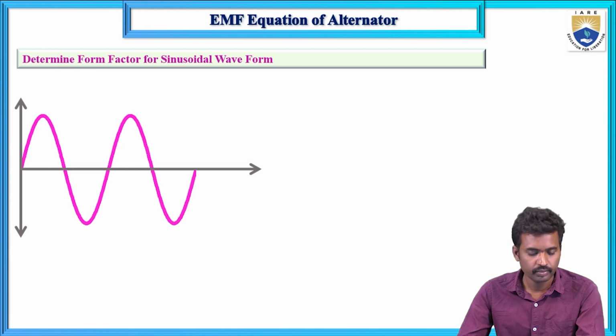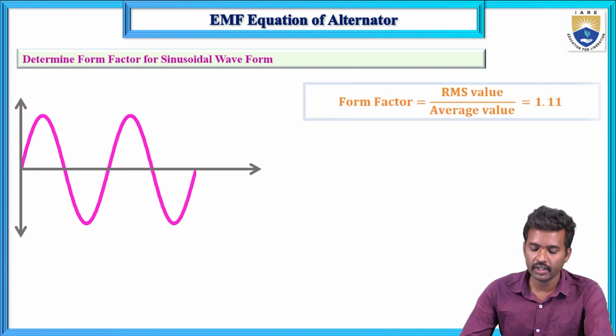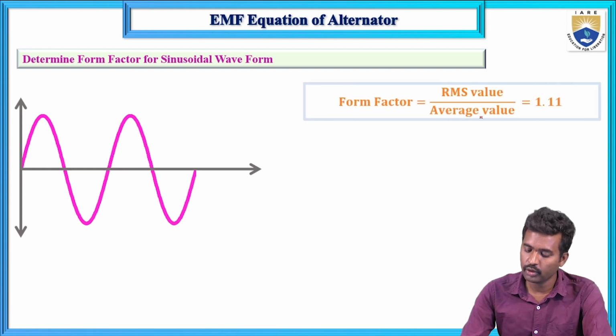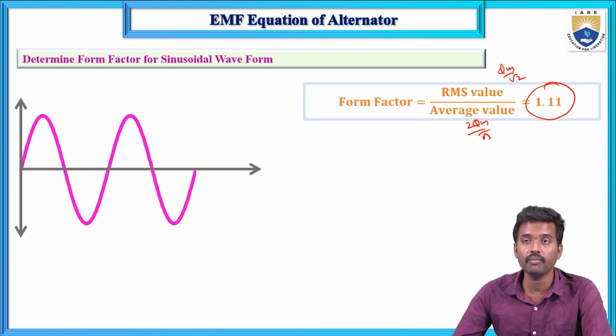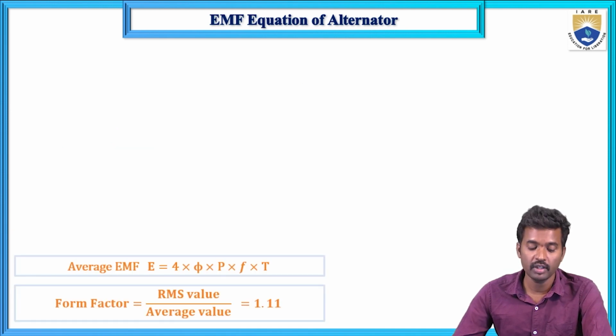Now the form factor equals the RMS value by the average value. The RMS value is φm by root 2 and the average value is 2φm by π. If you simplify this, you will get 1.11. For a sinusoidal waveform, the form factor is always 1.11, whether for voltage, flux, or current waveform, for any waveform.